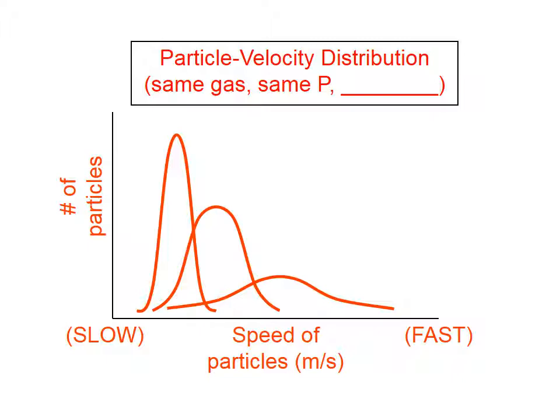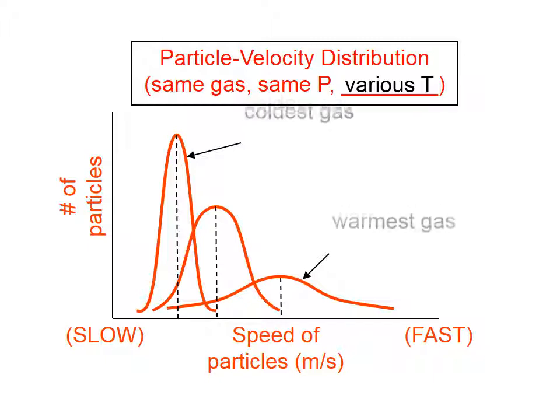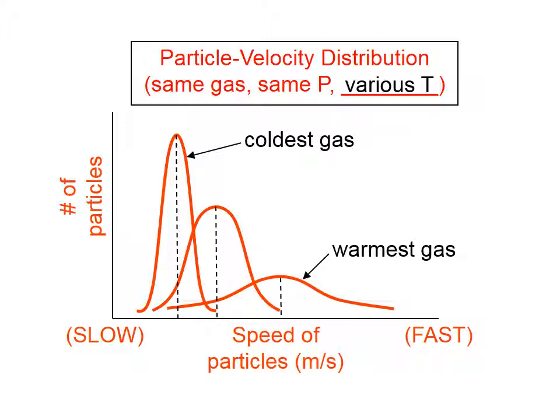If we have a similar distribution, but this time it's for samples of the same type of gas at the same pressure and various temperatures, that leads us to the conclusion that if these are the same type of gas, each particle has the same mass, so the ones that are moving the fastest must be the warmest. And the ones that on average are moving the slowest, we measure that as the coldest gas.